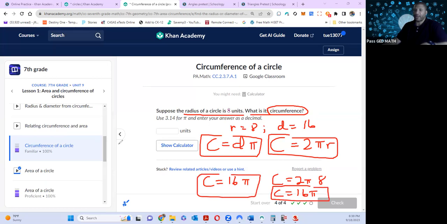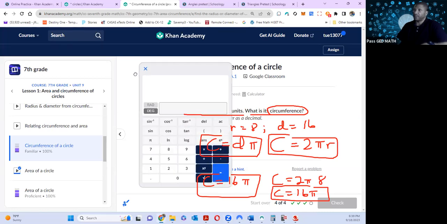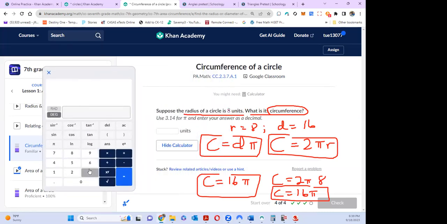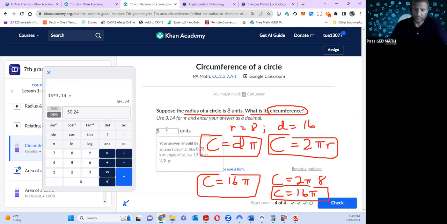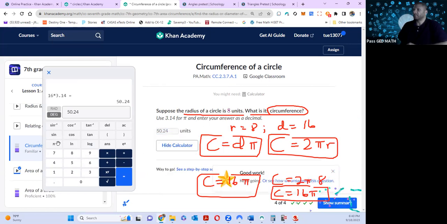Then we would grab our calculator, and this calculator is the one in Khan Academy. So 16 times 3.14, 50.24. We go ahead and check it, and we got it right.